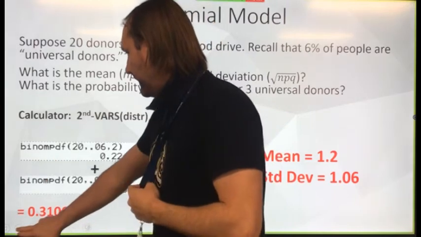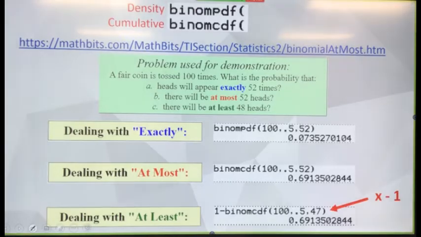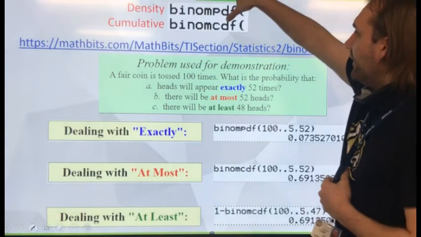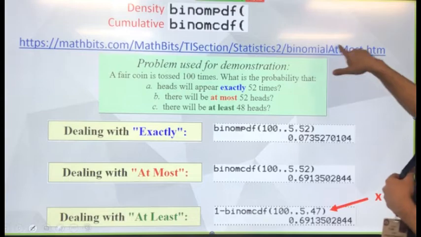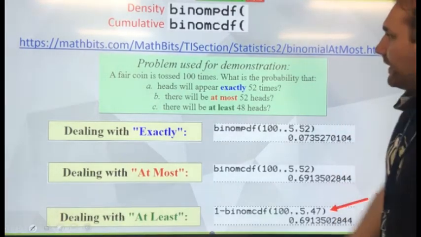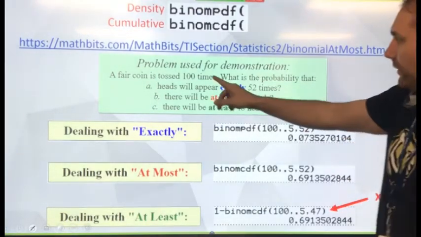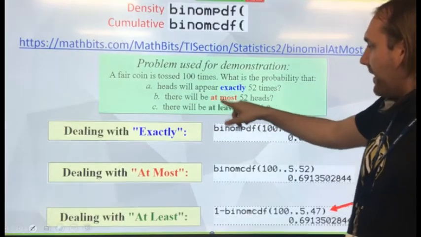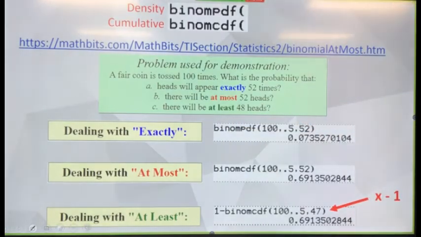Now, you may have noticed PCF. Both of these are very important. So the D in this one stands for density, and the C stands for cumulative. Notice this is where I'm getting this information from if you want to check it out. So here's our problem. A fair coin is tossed 100 times. What is the probability that A, heads will appear exactly 52 times, B, there will be at most 52 heads, and C, there will be at least 42 heads.